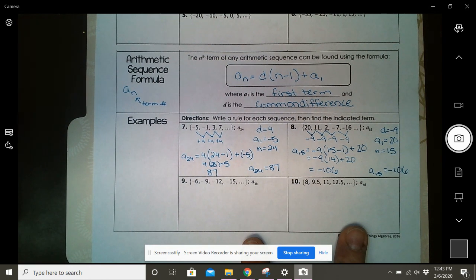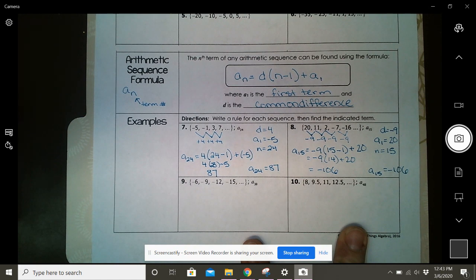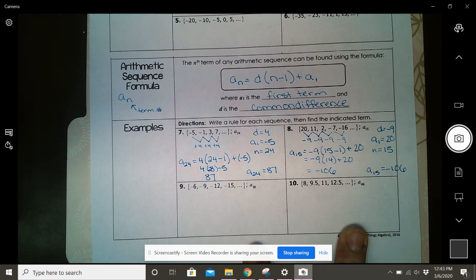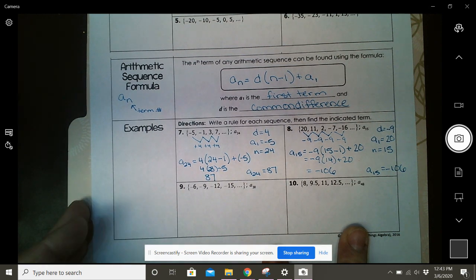Okay, guys, I'm going to leave these two for you to practice. You could pause the video and practice, and then check the answer key. Let's flip our page and keep going.